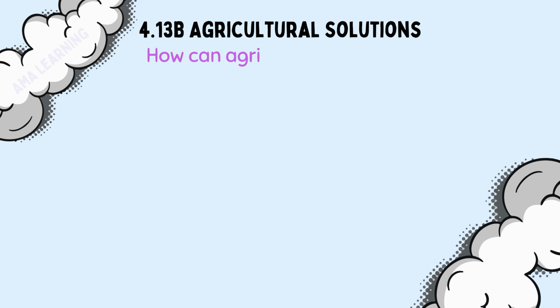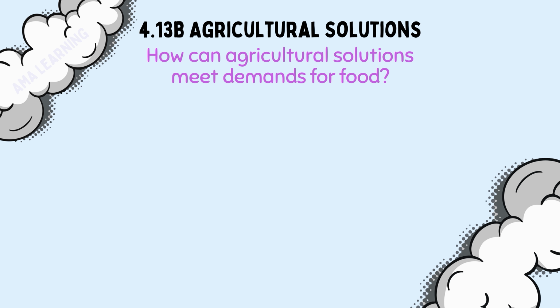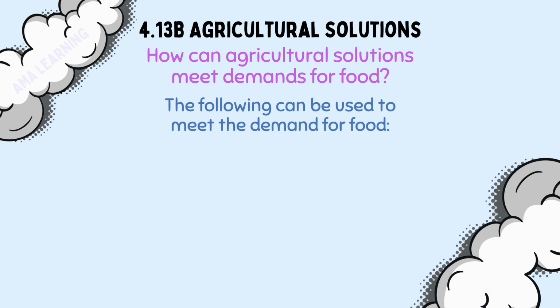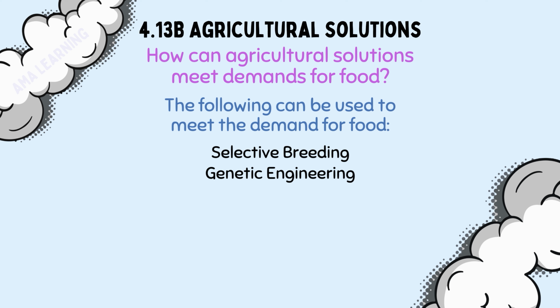Let's examine how agriculture has adapted to meet the increasing demands of a growing human population, focusing on the use of fertilizers and biological control. While these solutions offer significant benefits, they also come with challenges. The following can be used to meet the demand for food. Selective breeding, which has been covered in the specification point 4.8 video. Genetic engineering, which has been covered in the specification point 4.10, 11, 12. Intensive farming with the use of fertilizers and biological control.